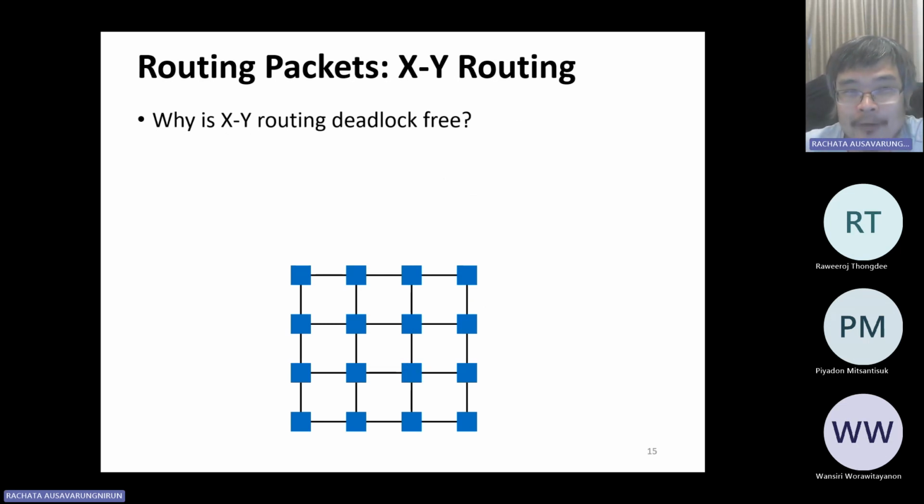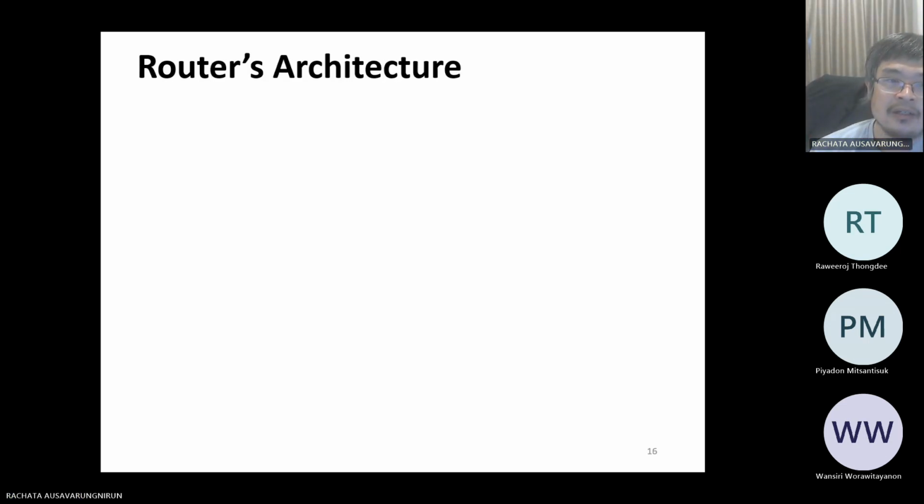So you always go from one axis like X first, then Y, right? So you will share the link, but it's guaranteed that if you take the link, you can get to the destination because no one else is going to take any turn and occupy that particular output, right?